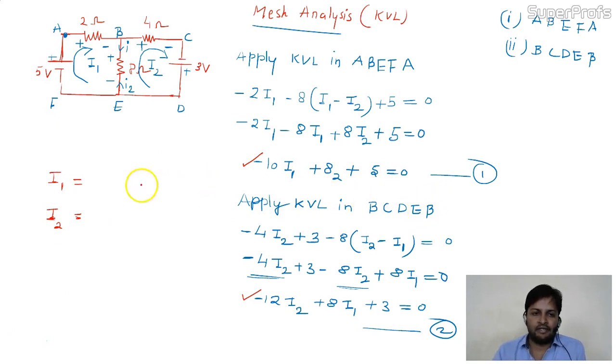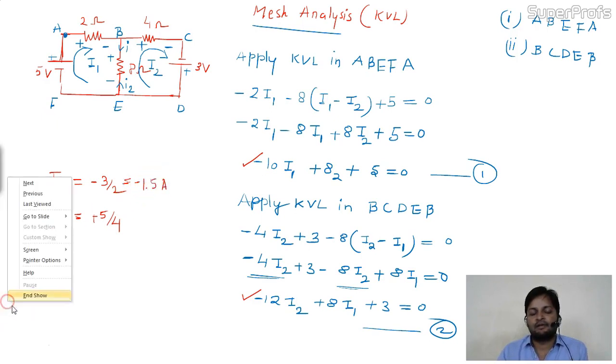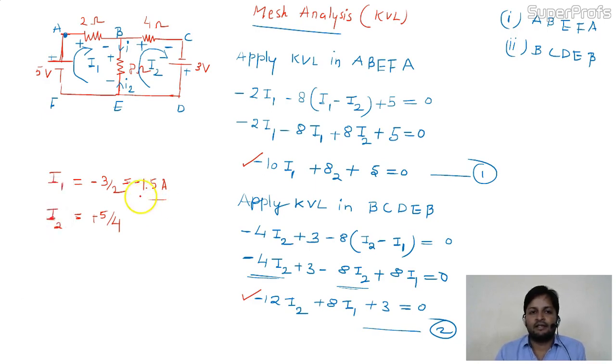So when we solve these two equations, I get i1 is minus 3/2, and i2 is minus 5 by 4, okay. See, minus 3 by 2 means minus 1.5 ampere I'm getting. But this minus indicates that the direction of current is different than what you assumed. Is it okay? Okay, I think both are positive, okay. So positive means the direction you assumed is correct, the direction of the current will be from this side only.